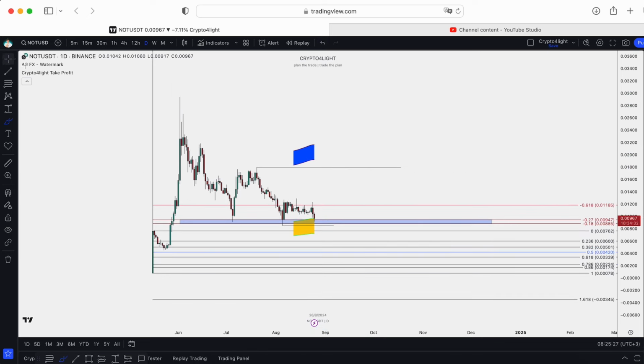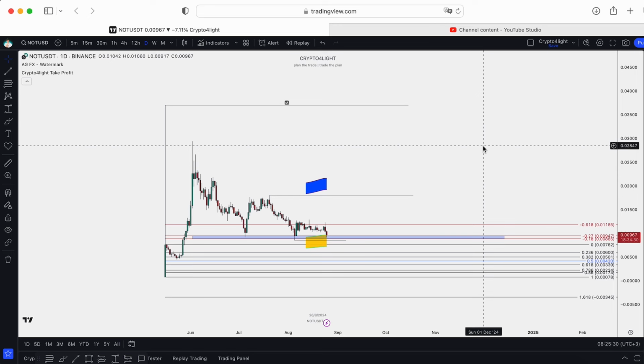So guys, all zones are relevant, everything my indicator shows is relevant and still in play.